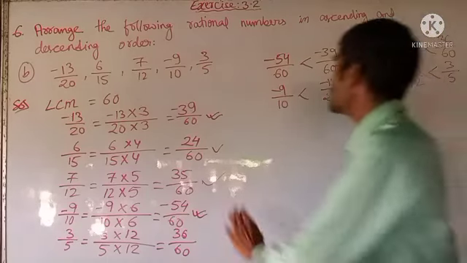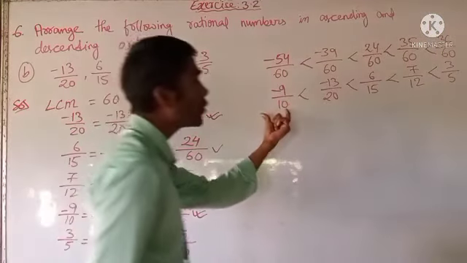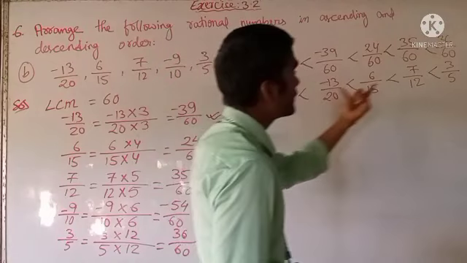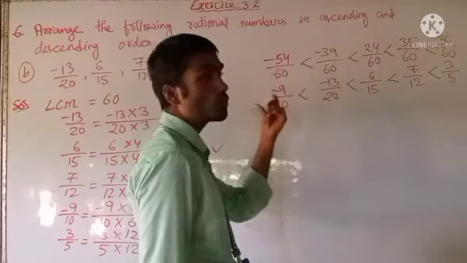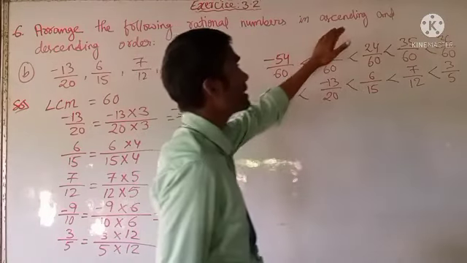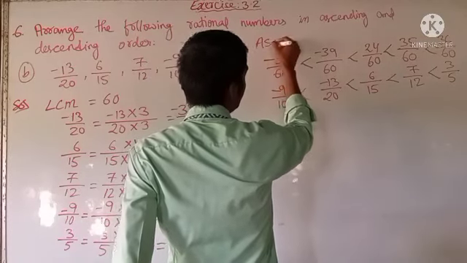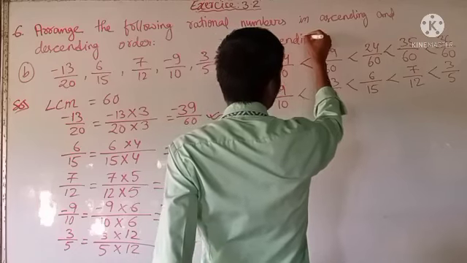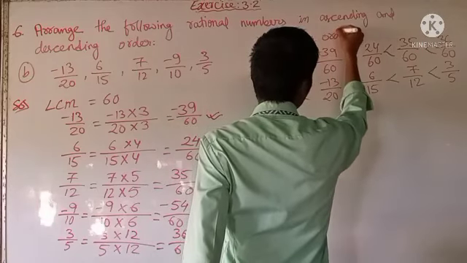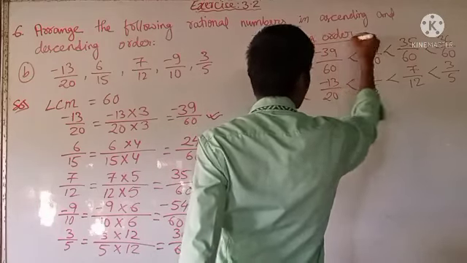Now we have arranged these numbers from small to big. This arrangement of numbers, from smaller to bigger, is known as ascending order. So we have arranged these in ascending order.